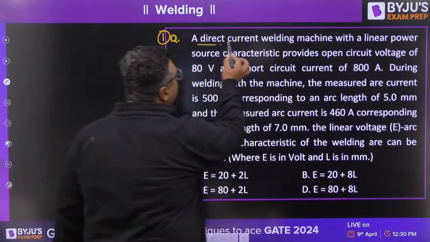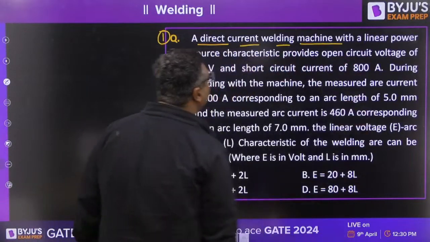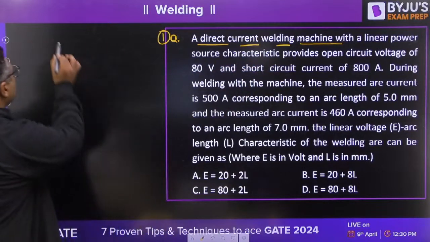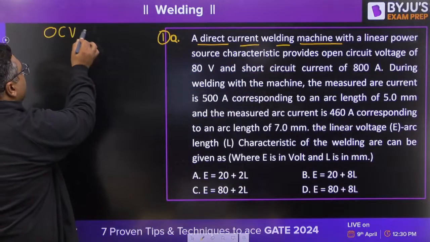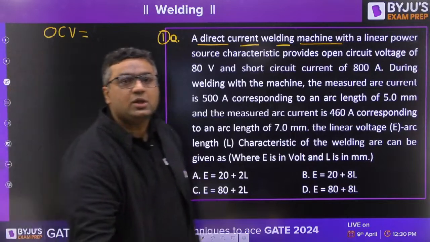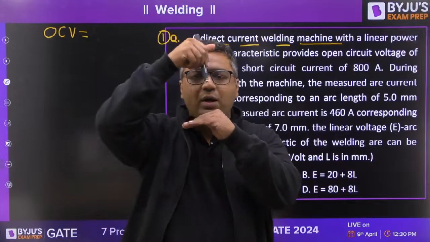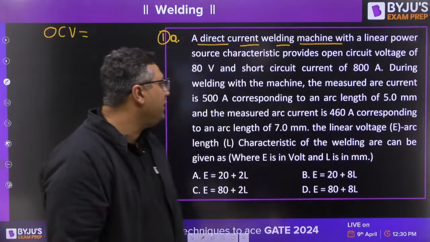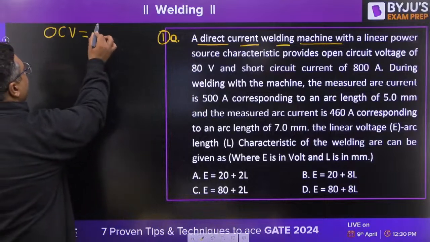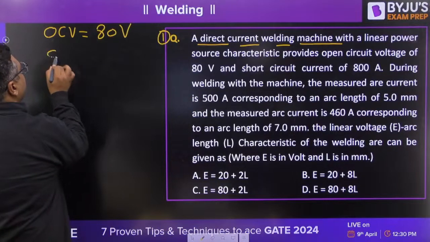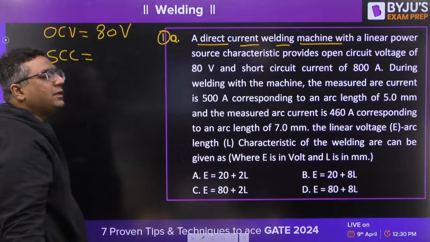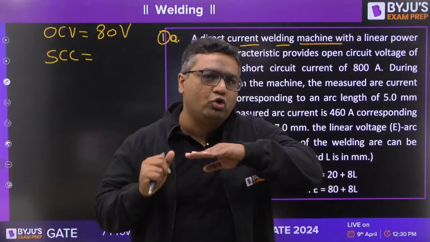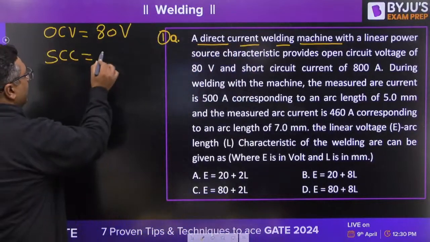A direct current welding machine with a linear power source characteristic provides an open circuit voltage. I feel everybody knows what open circuit voltage is: the voltage between electrode and workpiece when there is no current flowing. It is given that open circuit voltage is 80 volt, and short circuit current is the condition where the electrode is directly touching the workpiece and current flows directly as a short circuit. At that time also, welding will not take place.